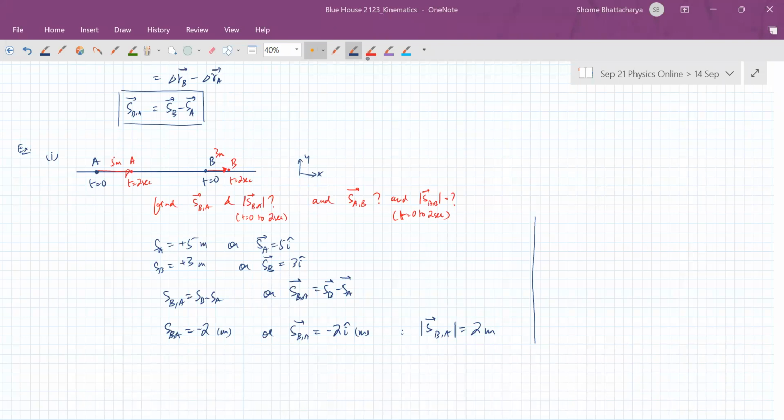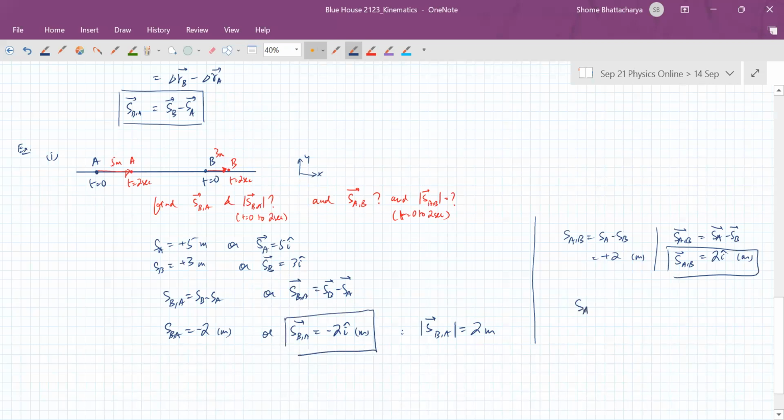Okay. Now, similarly, when you look at displacement of A with respect to B, it's going to be plus 2. So look at this relation and you look at this relation. You understand that the vectors will be different, but the magnitude will be the same. Exactly. Okay. They are equal and opposite vectors.